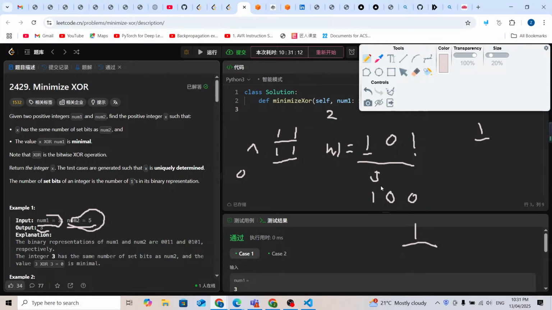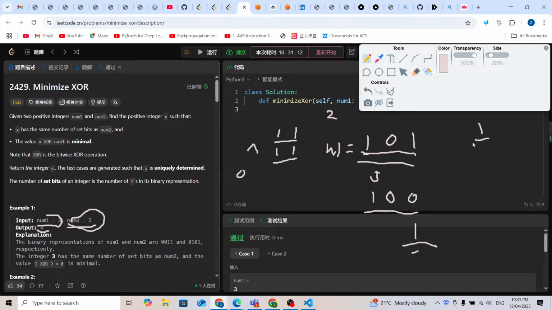But we can also do it reversely, because our final result is going to be 1, and 1 is the minimum. We can use the XOR operation with this minimum number and XOR it with 5. So it's going to be our result, 1 0 0.